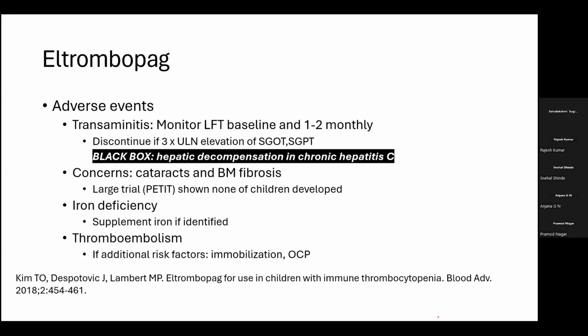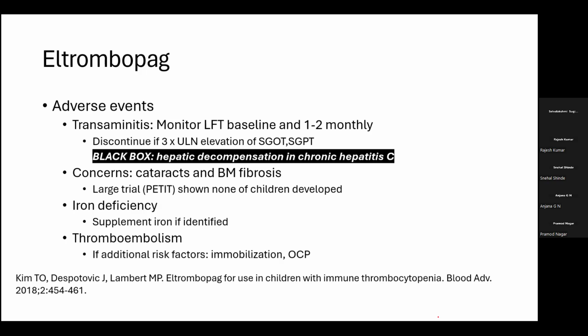It can cause transaminitis, so you have to monitor SGOT and SGPT. And please remember, it's good to get viral markers done with eltrombopag because it can cause hepatic decompensation in chronic hepatitis C. Although there are theoretical concerns that it can cause eye cataract and glomerulofibrosis, studies have shown that this is not really very common. And it can cause iron deficiency because it's an iron chelator. So if you identify iron deficiency in the CBC, we should supplement iron.